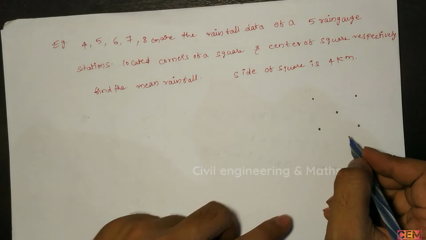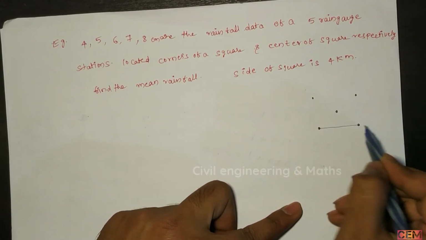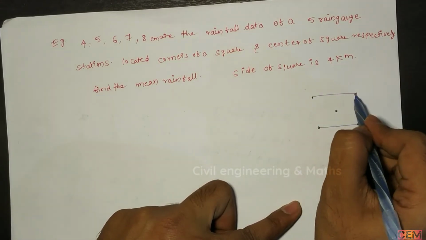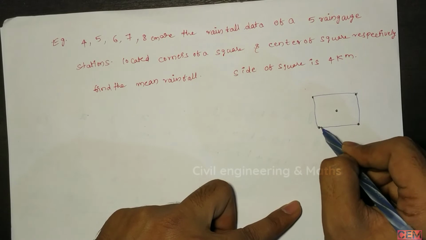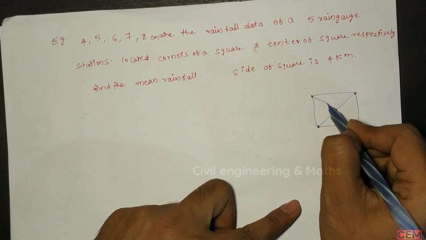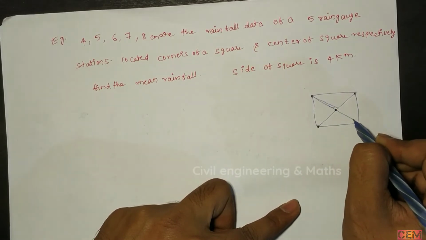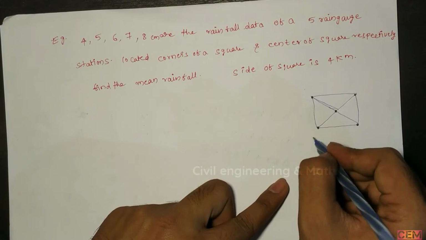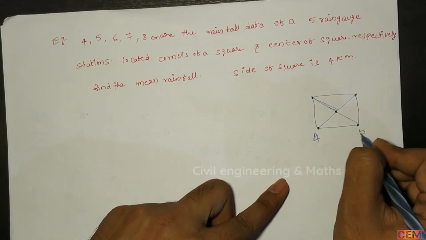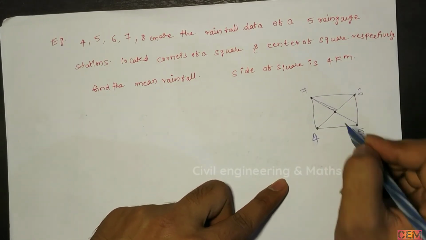connect adjacent rain gauge stations. This is an adjacent rain gauge, this is adjacent, this is adjacent, this is adjacent. Then connect with this and connect with this. P1 is 4, then 5, 6, 7, and this is 8 centimeters at the center.